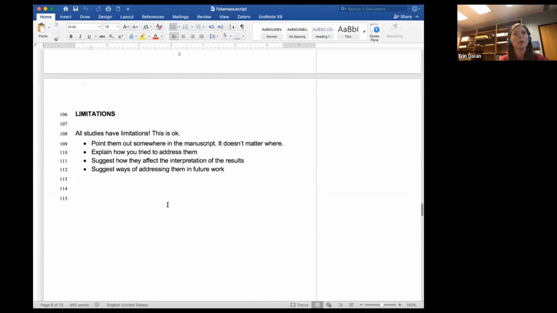Nobody knows your work better than you. So you're really well positioned to suggest how limitations might affect the interpretation of the results and also to make suggestions of ways of addressing those limitations in future work. It is okay to have limitations, and it's much better with you as the informed person about your work recognizing and giving advice about those limitations than just to pretend that they didn't happen.